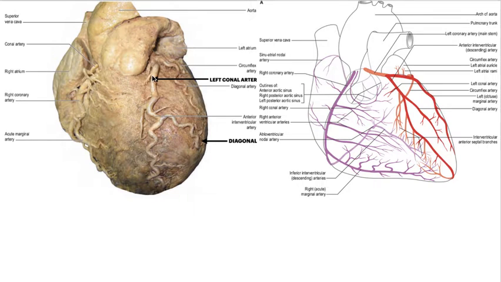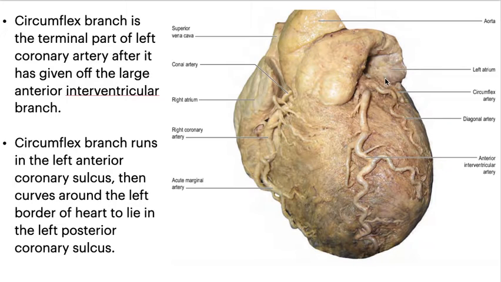You can see this is the anterior interventricular artery, this is the diagonal artery, this is the left conal artery. The circumflex branch is the terminal part of the left coronary artery. After it has given off the large anterior interventricular branch, the circumflex branch runs in the left anterior coronary sulcus, then curves around the left border of the heart to lie in the left posterior coronary sulcus.